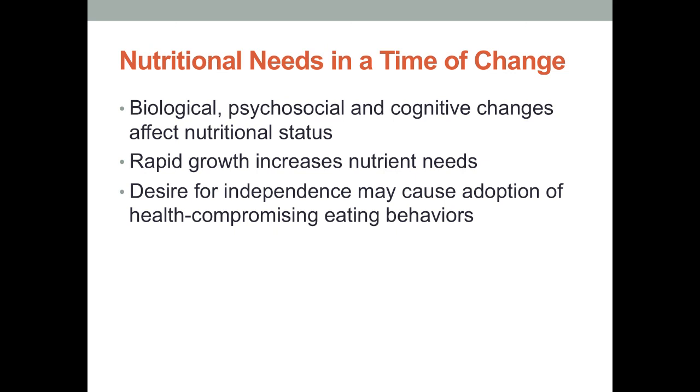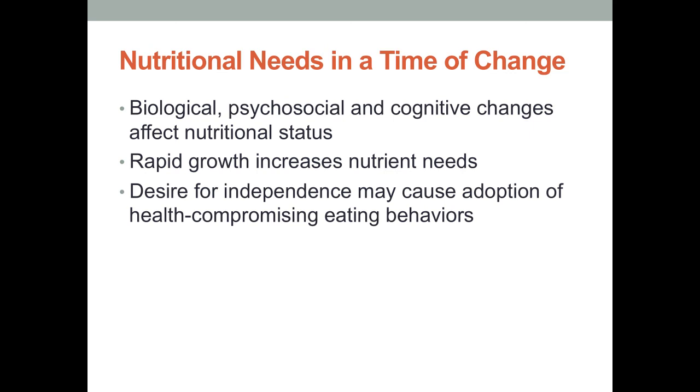So just some take-home things. Remember that biological, psychosocial, and cognitive changes affect nutritional status, and that rapid growth increases nutrient needs. So if you see a child and they're growing rapidly, that may mean that they need more energy than usual. And also remember that independence may cause adoption of health-compromising eating behaviors. So that actually can occur both in toddler and preschool stages, and in adolescence.